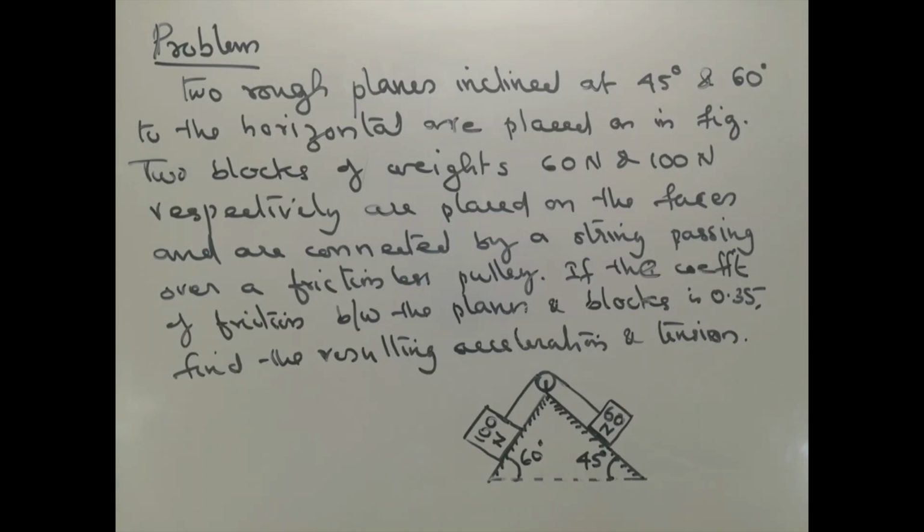Another piece of information given in the question is the coefficient of friction between the plane and the block. Then we have to find the resulting acceleration of the system. These two blocks will be moving simultaneously, and if one is moving downward, the other will move upward, and vice versa. That is, if this 100 Newton block is moving downwards, this 60 Newton block will be moving upwards. The frictional coefficient between the block and the planes is given as 0.3.